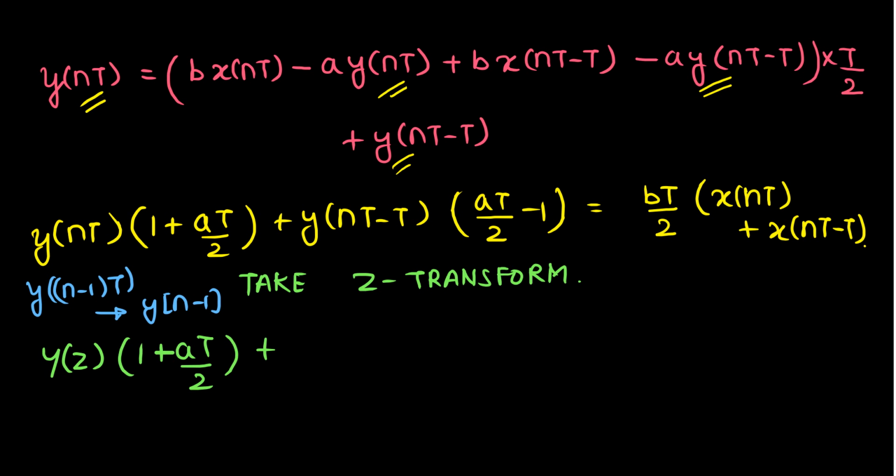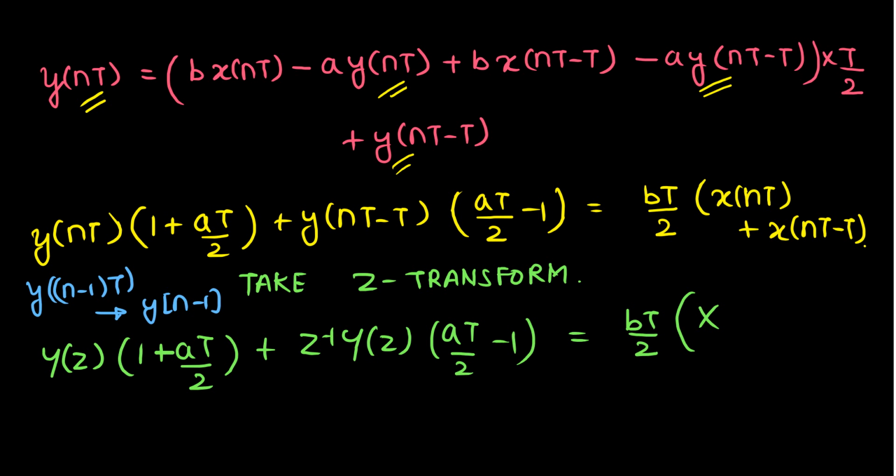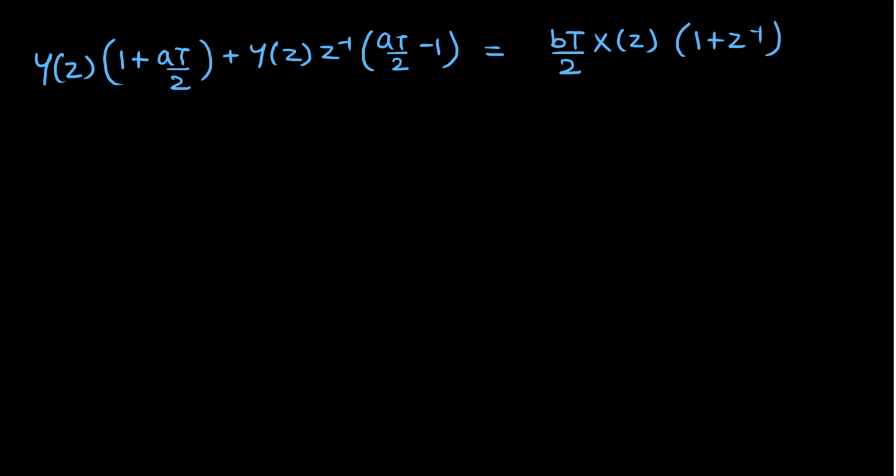So therefore its z transform would be equal to z inverse into Y(z). Inside the bracket it is aT/2 minus 1, which is equal to bT/2. Inside the bracket it is X(z) plus z inverse into X(z). So what we have is Y(z) into 1 plus aT/2, plus Y(z) into z inverse into aT/2 minus 1, plus bT/2 X(z) into 1 plus z inverse.